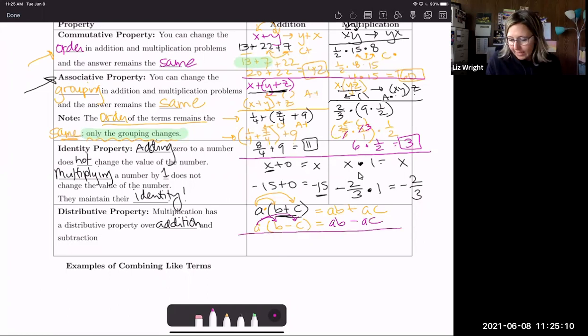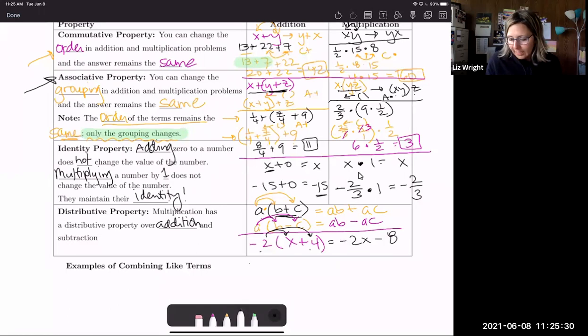So let's say we had -2 times the quantity x plus 4. We're going to distribute that -2 in. So it's going to be -2x. Negative times a positive is going to give me a -8.